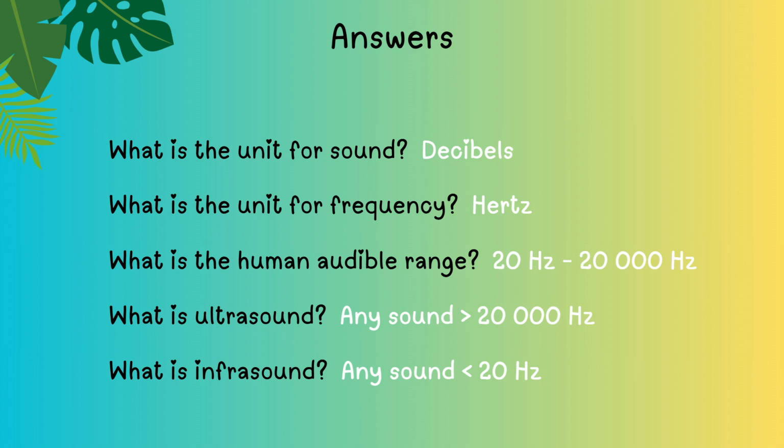The unit for sound is decibel. The unit for frequency is hertz. The human audible range is 20 to 20,000 hertz. Ultrasound is any sound that is greater than 20,000 hertz, while infrasound is any sound that is less than 20 hertz.